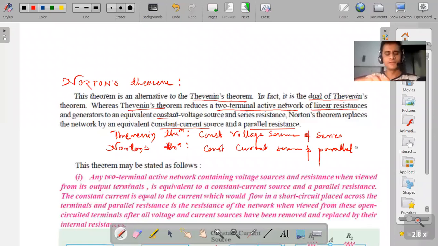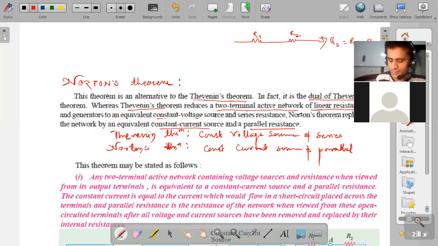And series means what? Suppose there are two resistors connected in series, R1 and R2. Therefore, total resistance we can write, dear student, here I will write: suppose there are two resistors connected in series like R1 and R2. For this, it implies that Rs equals R1 plus R2. Very good, nice.